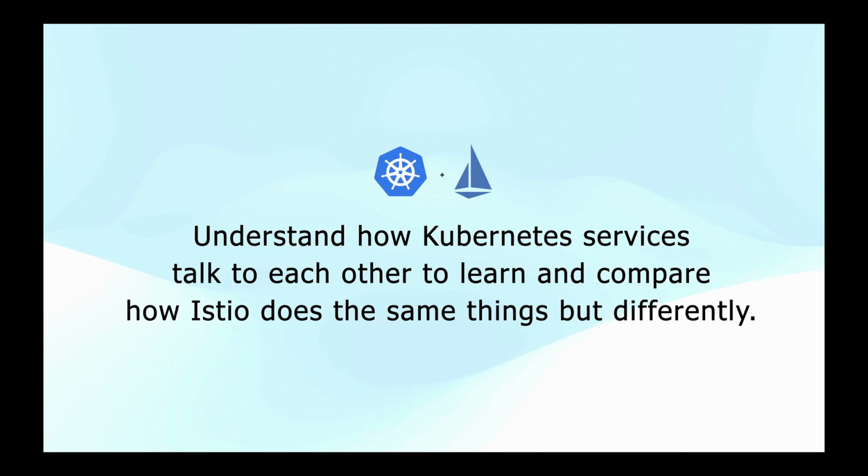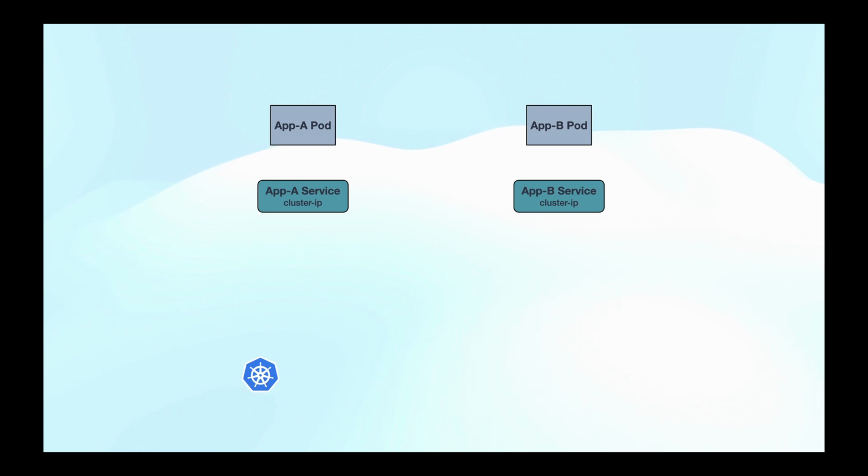So before we dive into how Istio's service-to-service communication works, it helps to understand at a high level how Kubernetes services talk to each other so we can better understand and compare how Istio does the same things but differently. In this example, we have two applications and one pod per app. And for each application, we have a cluster IP service. And most of us are familiar with this concept that when an application pod needs to talk to another application, it calls the cluster IP service of the other app rather than the individual pod running the application.